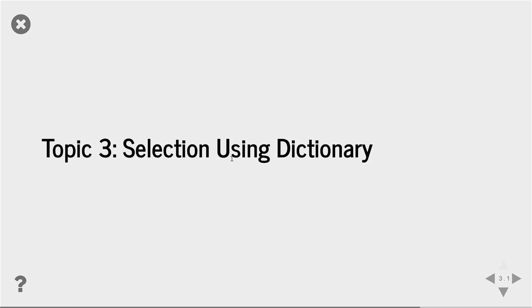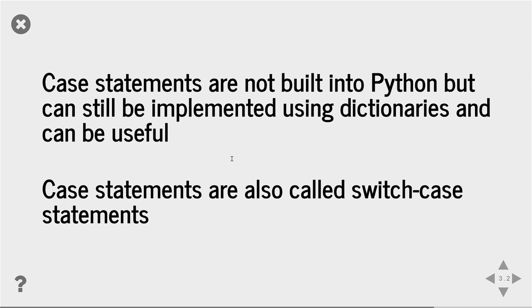Moving on to topic 3, selection using dictionaries. So this is kind of a specific case that dictionaries can be really useful. They're useful in a ton of different ways, but this is a specific case that people utilize in other programming languages. So just to be aware, how you would do a case statement in Python.